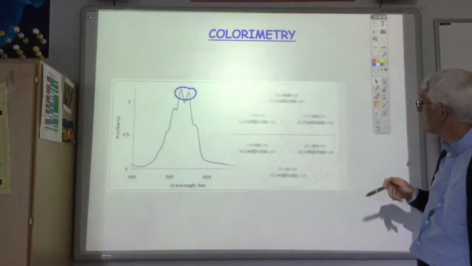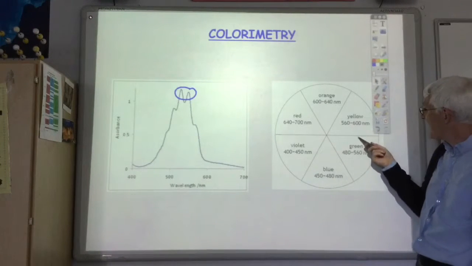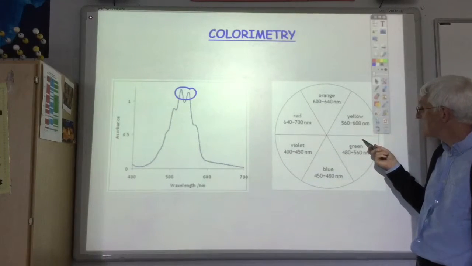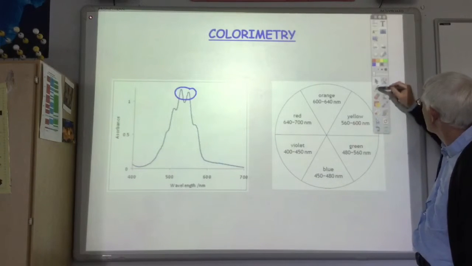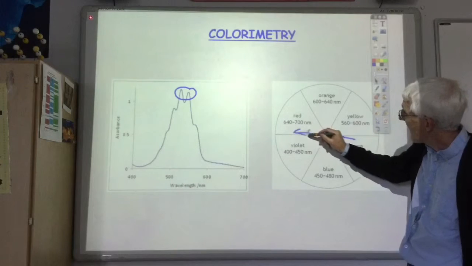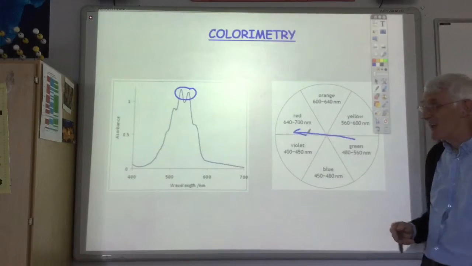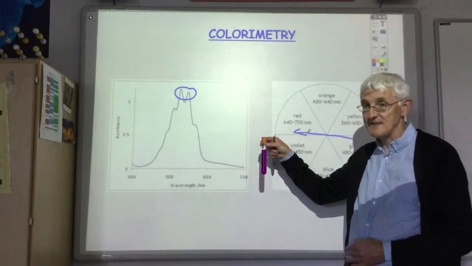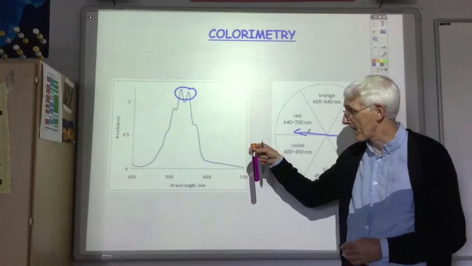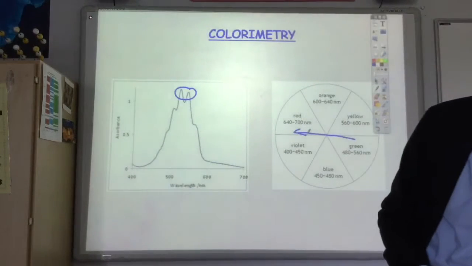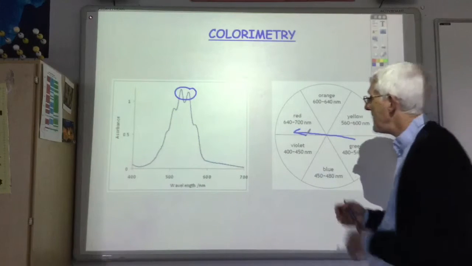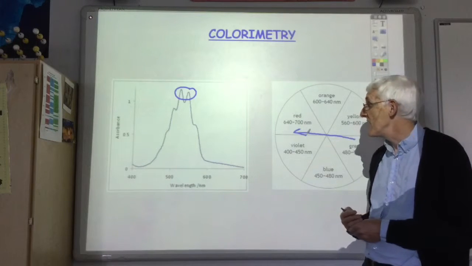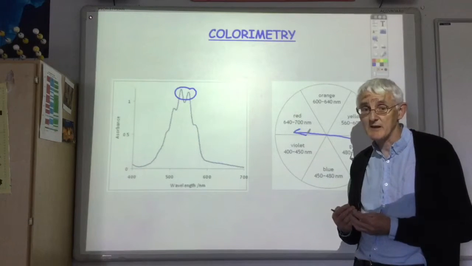If we look at the colour wheel, we'll see that that lies at sort of the yellow end of the green, which means that the complementary colour would be at the violet end of the red, in other words purple. And permanganate has this very distinctive purple colour. So the basic theory is that the higher the concentration of permanganate in the sample, then the more intense will the purple colour be.